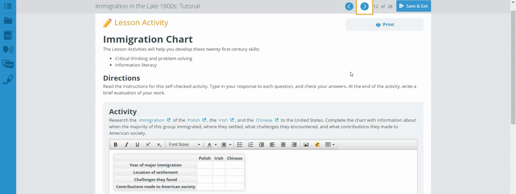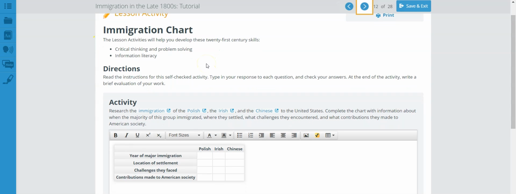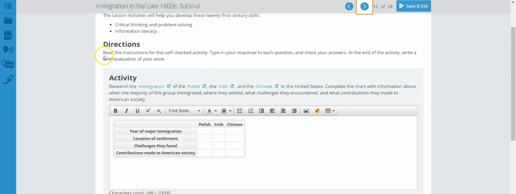We are now on page 12 of the immigration in the late 1800s tutorial, and this is your lesson activity on immigration chart. Basically, that's what we're going to be doing today. Let's read the directions so we'll know exactly what to do. Read the instructions for this subject activity, type in response to each question, and check your answers. At the end of the activity, write a brief evaluation of your work.